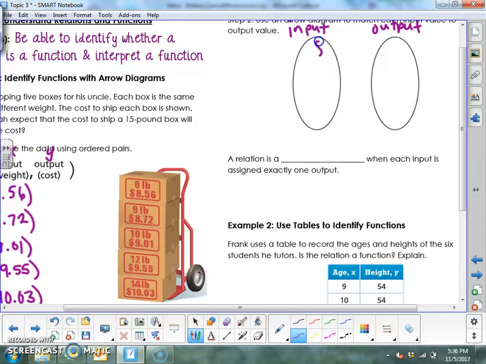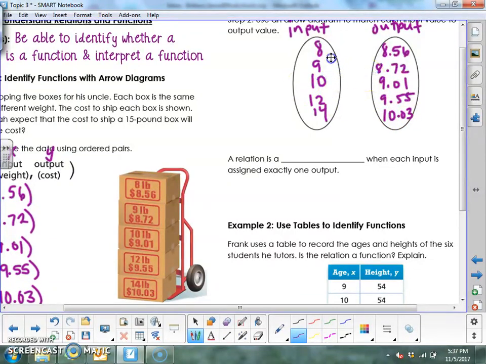I had 8, 9, 10, 12, and 14. And then for my output values, I had 856, I had 872, 901, 955, and 1003.